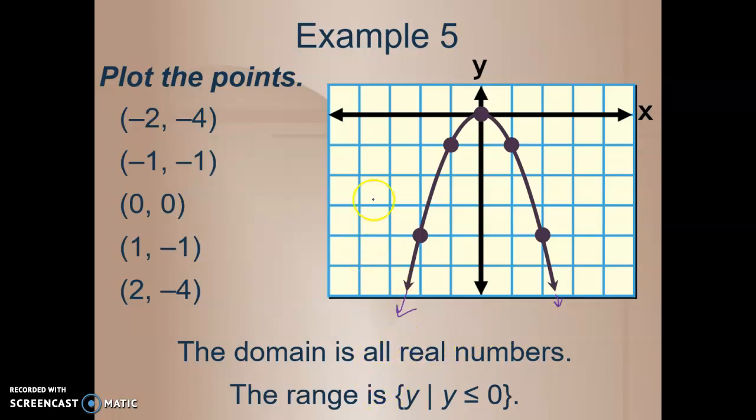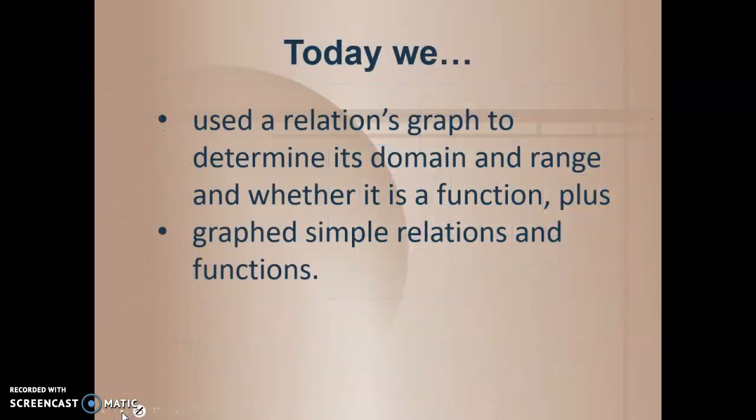Our range, however, if you look, our range is never going to go above this point. It's always going to be below this point. So we would write our range as this. y is less than or equal to 0. Because our y values are always going to be less than or equal to 0.